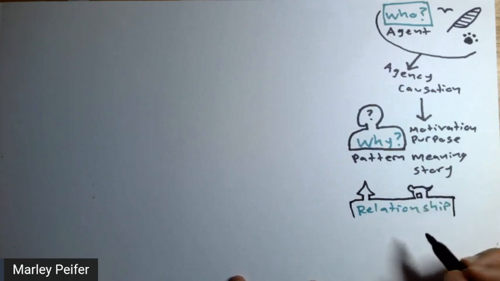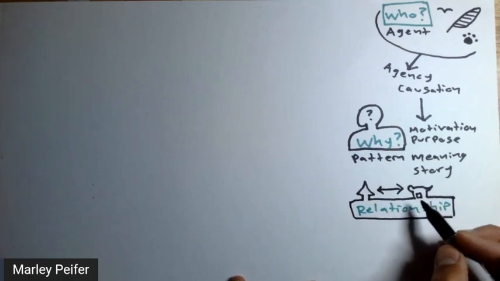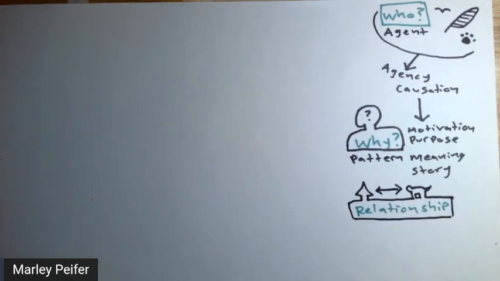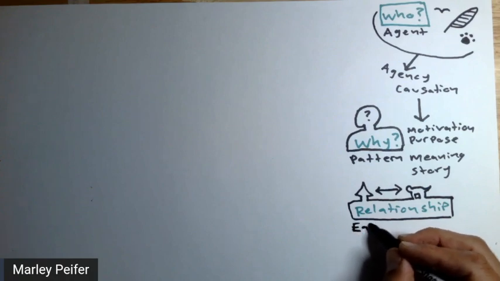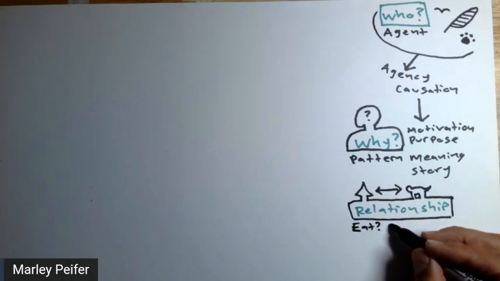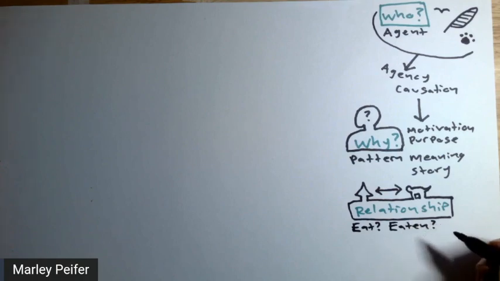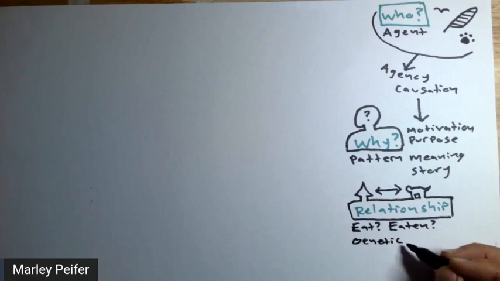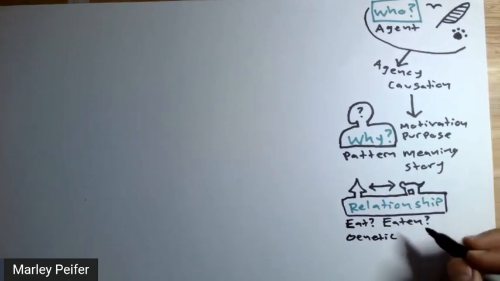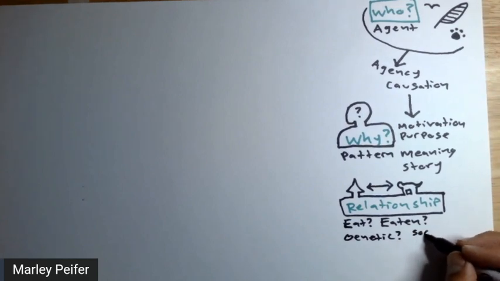So, relationship questions. How are these things related? And one of the main things that we often ask is, what does this thing eat? Or what things eat it? Is there a genetic relationship? So when we ask species questions, or we ask, like, what family is this in? We're asking, is there a genetic relationship? Is there a social relationship?